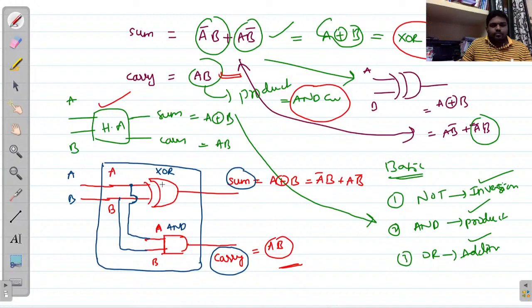Okay, this is your half adder circuit. Now I will move on to half adder realization, half adder realization by using basic gates.